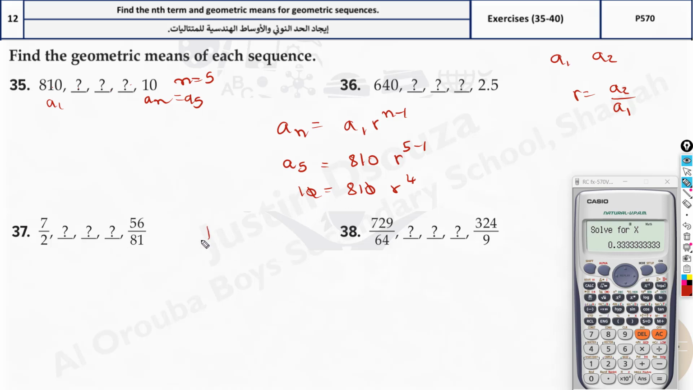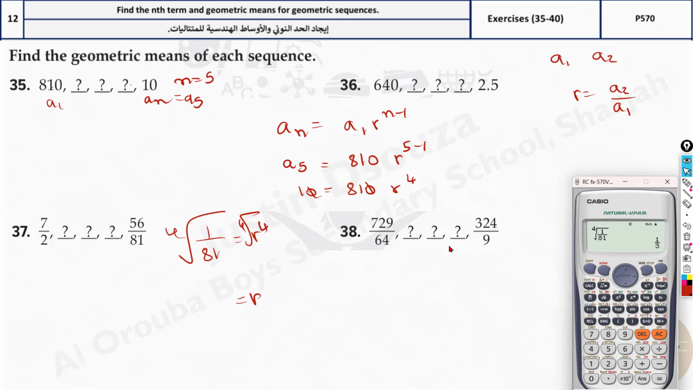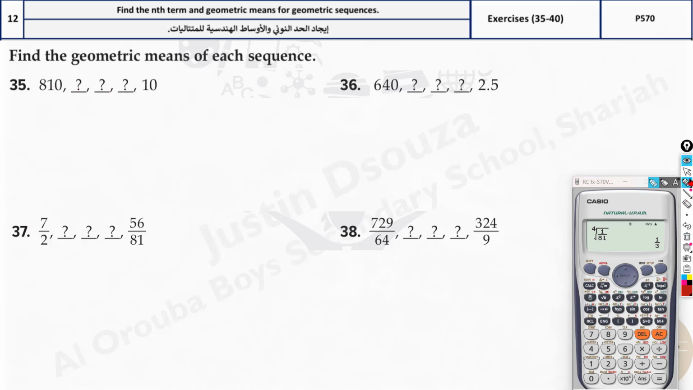Take 81 to the other side, it will be 1 divided by 81 equals r to the power 4. Take radical 4 on both sides. Then r you can put in the calculator directly. We use shift and the radical symbol, it's 4, and press next, it's 1 divided by 81. 3 to the power 4 is 81, so it should be 1 by 3 itself. So that's the answer for r. Wait a minute, we're not done yet. We came to know r over here is 1 by 3.